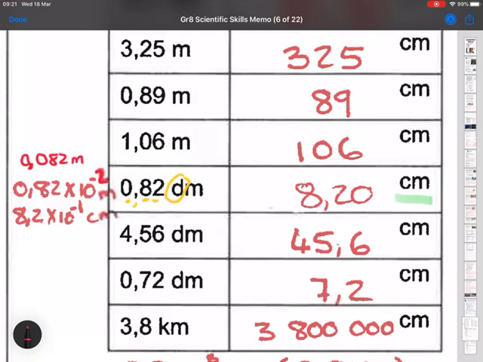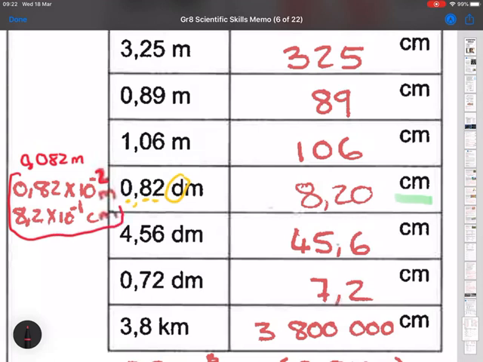So 0,082 meters. Now, if I asked you to convert 0,082 meters into centimeters, you're going from a big unit, a meter, to a smaller unit, a centimeter. So how do you do that? Do you need to have more centimeters or less centimeters? You need to have more centimeters. To convert from meters to centimeters, you times by 100. So you take your answer, multiply it by 100. And you should get 8,20 centimeters.